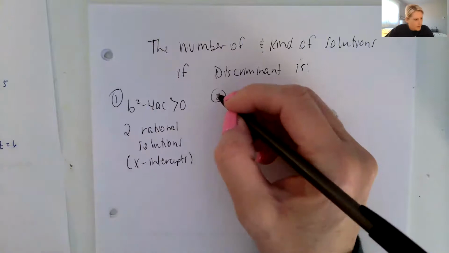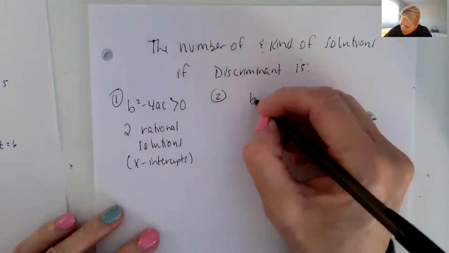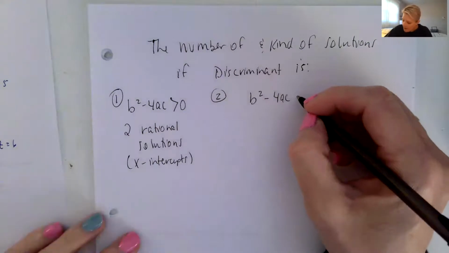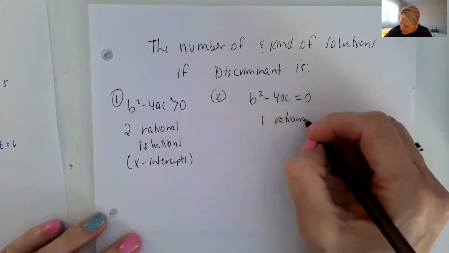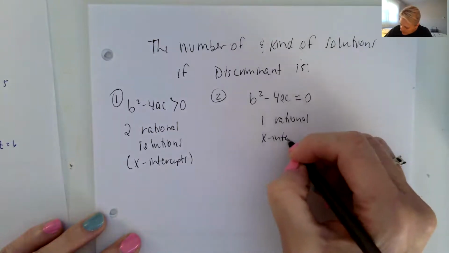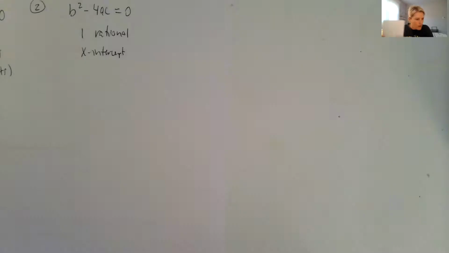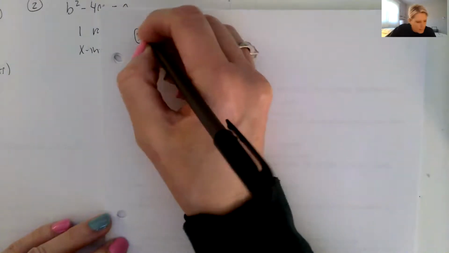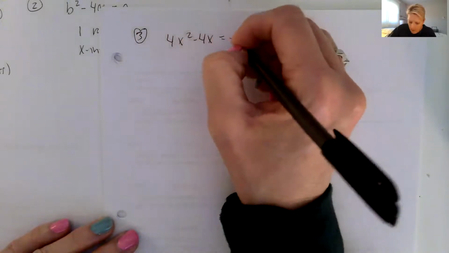So the second possibility is b squared minus 4ac equal to 0. We're going to have one rational x-intercept. We're going to see that next. If you go to problem number 3 in the book, problem number 3 says 4x squared minus 4x equals a negative 1.